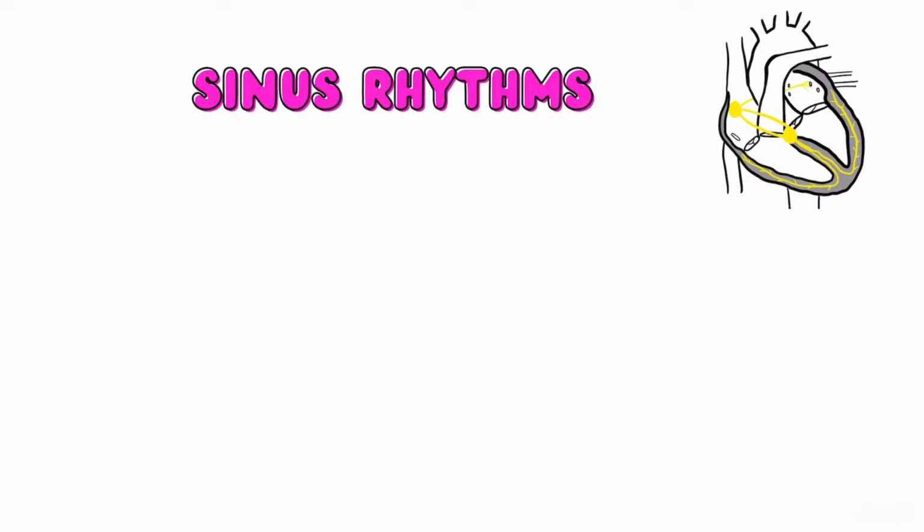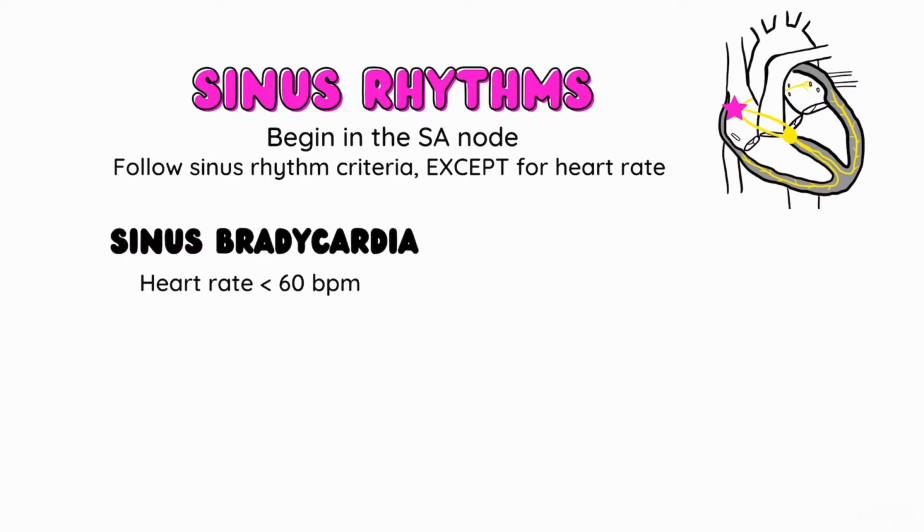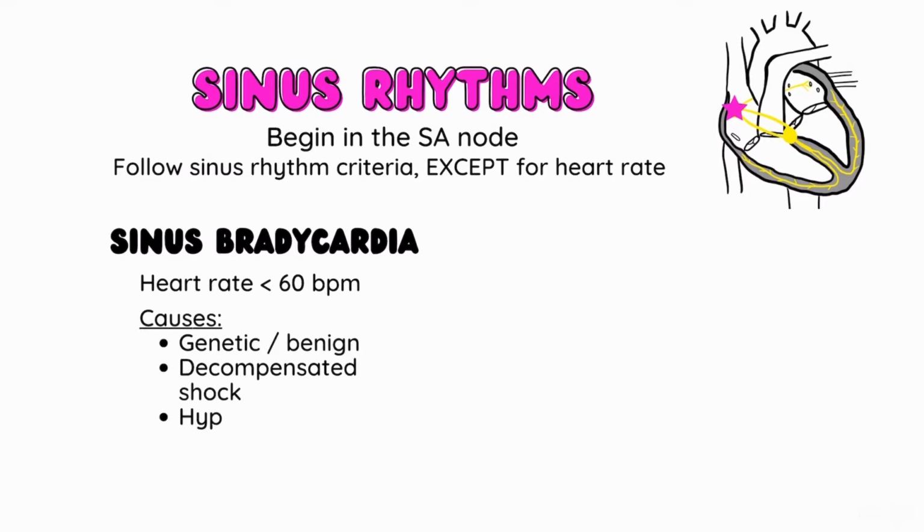All these rhythms begin in the SA node, which means they follow all the previously mentioned criteria of sinus rhythms, except for heart rate. Sinus bradycardia has a heart rate less than 60 beats per minute. This may be genetically benign for some people. However, it may also reflect an underlying pathology, such as decompensated shock, hypothyroidism, or opioid use.